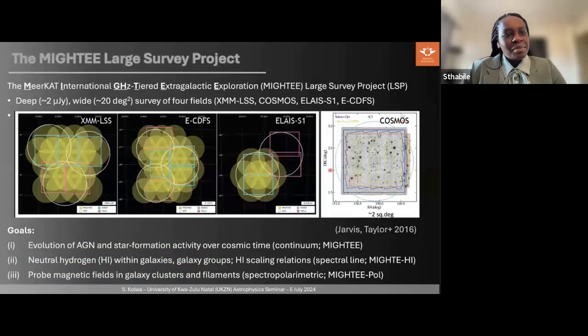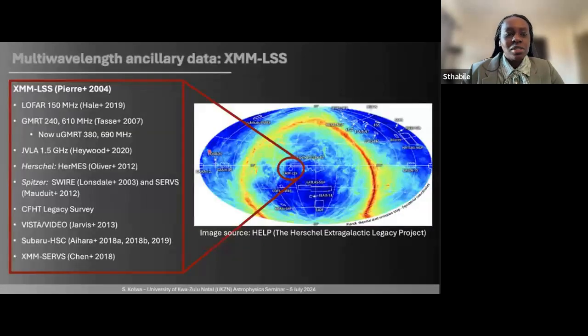So in the beginning, MIGHTEE was proposed as the MeerKAT International Gigahertz Tiered Extragalactic Exploration, among several other large survey projects to be carried out with MeerKAT over the next decade and decades. And the depth and wide field coverage over these 4 fields that are shown here is done, or going to be done, with the purpose of studying nuclear activity and star formation from the continuum product, HI in galaxy groups and galaxies from the spectral line observations, and also magnetic fields from the spectropolarimetric observations.